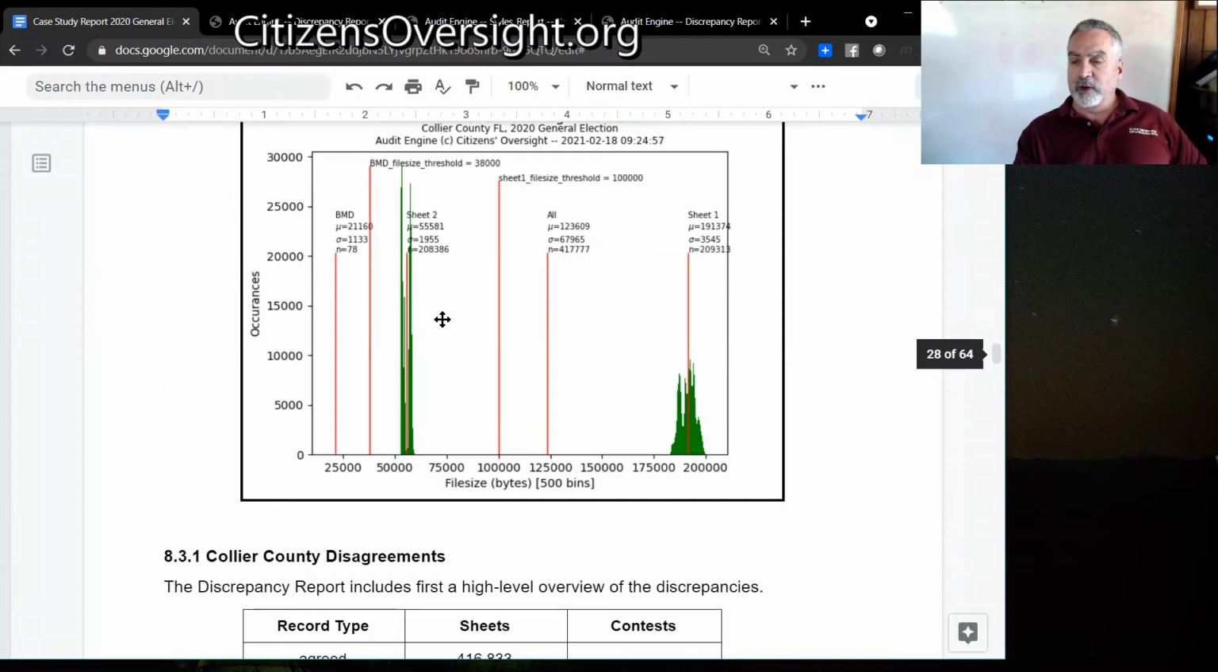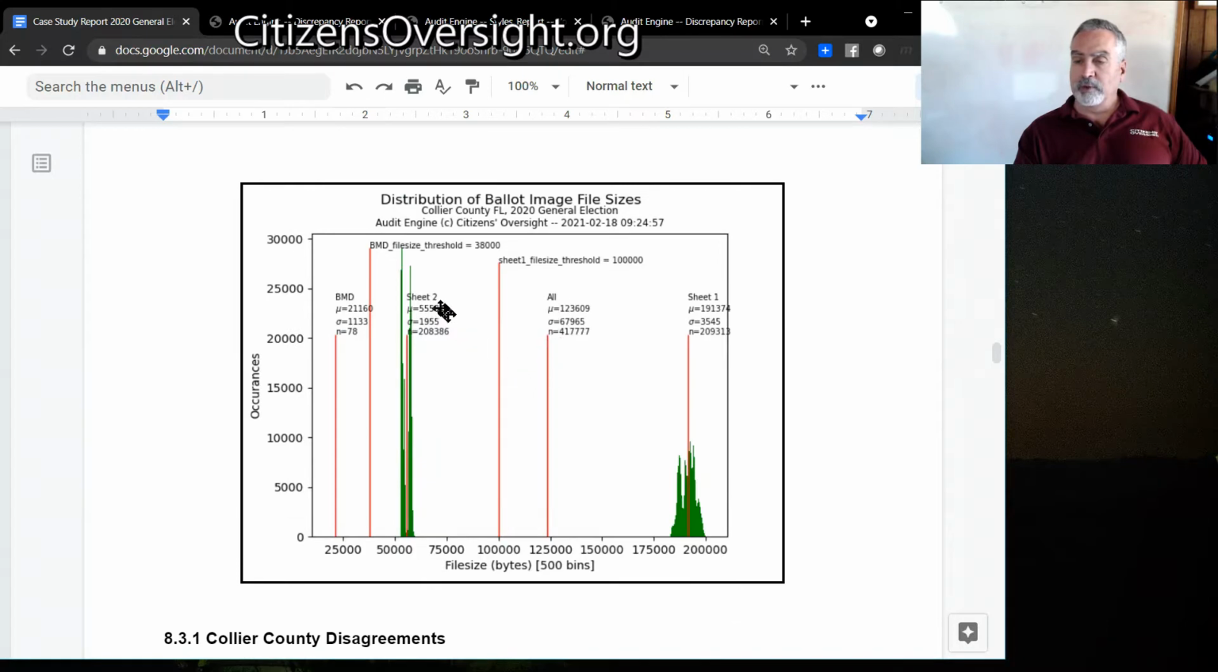So then we get this chart here, which shows the prevalence of different file sizes in this bar chart. We can see that sheet 1 has a fairly wide distribution of sizes up in this larger area. Sheet 2, which everybody got as well, has a much smaller size, and then the BMDs are so few that you can't even see the little mark there. So this is the prevalence of the sizes.